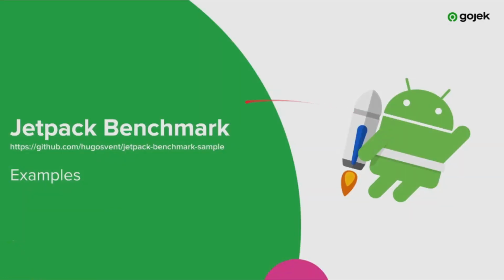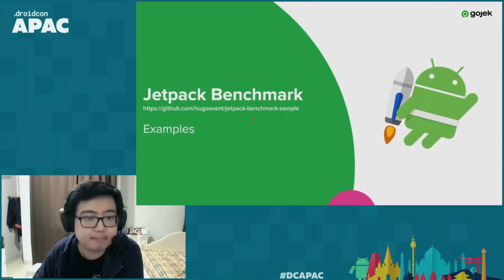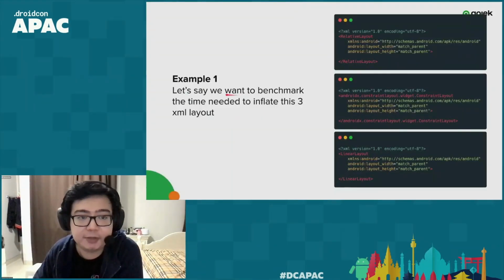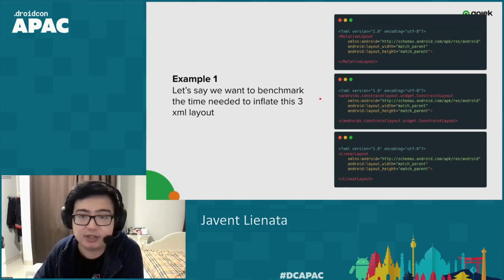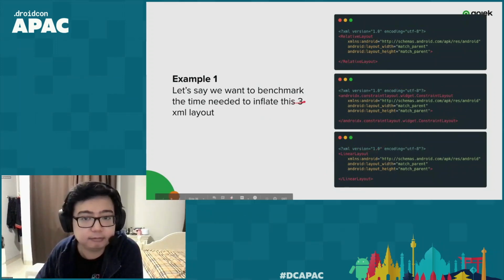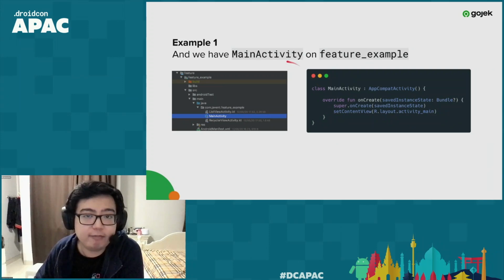Okay, let's jump to the examples here. Let's say we want to benchmark the time needed to inflate these three XML layouts. We have the empty relative layout, we have the empty constraint layout, and we have the empty linear layout. And we have the main activity on the feature example, which will only call onCreate here and set the content view of the activity.